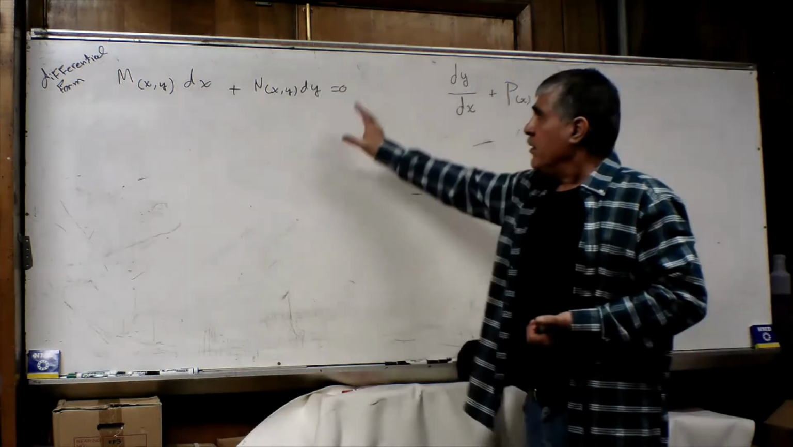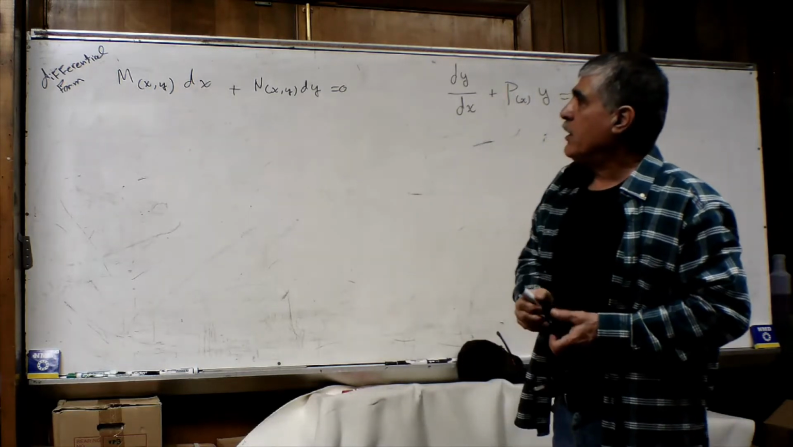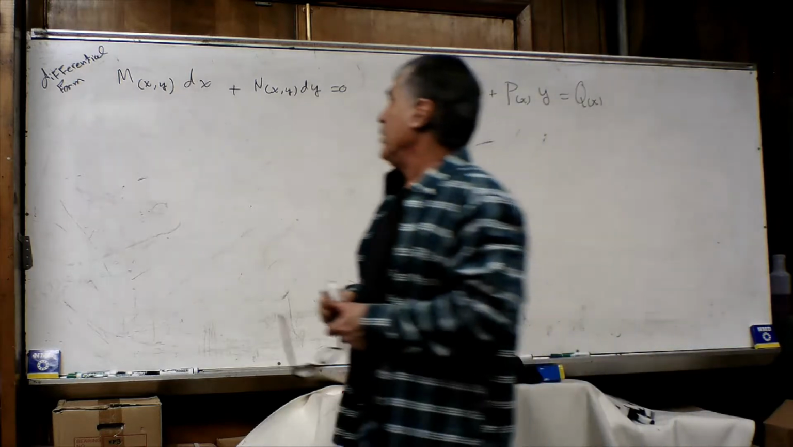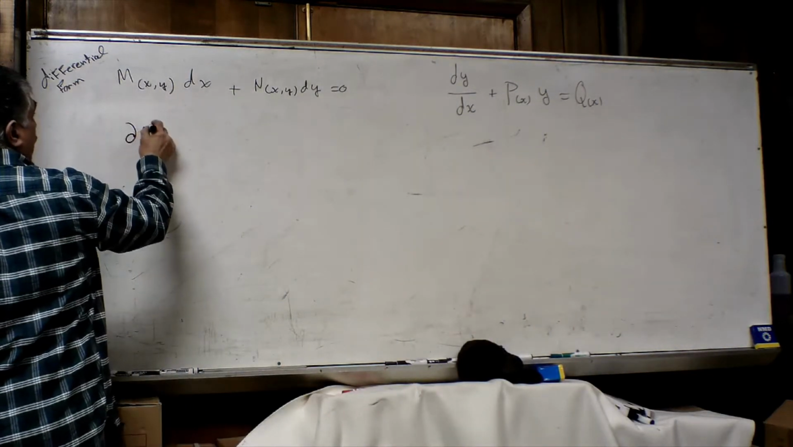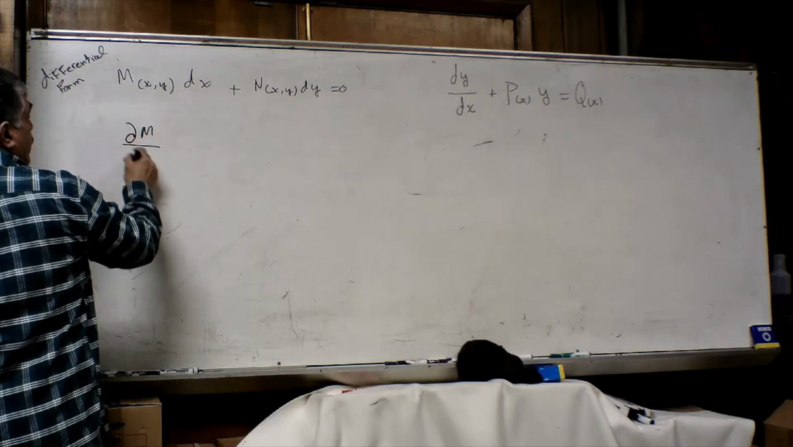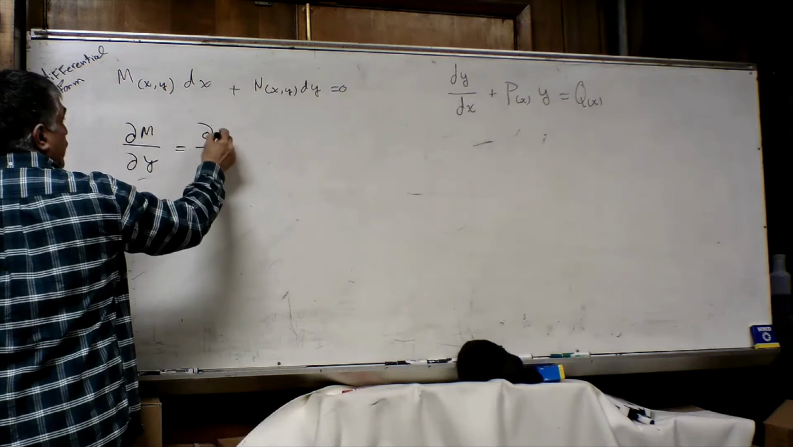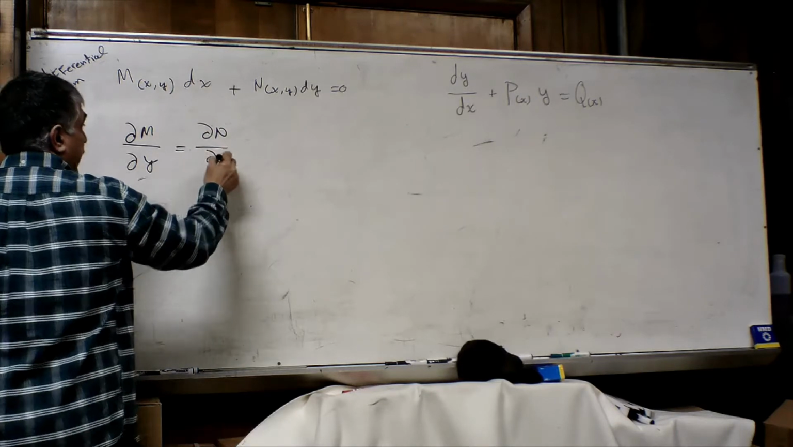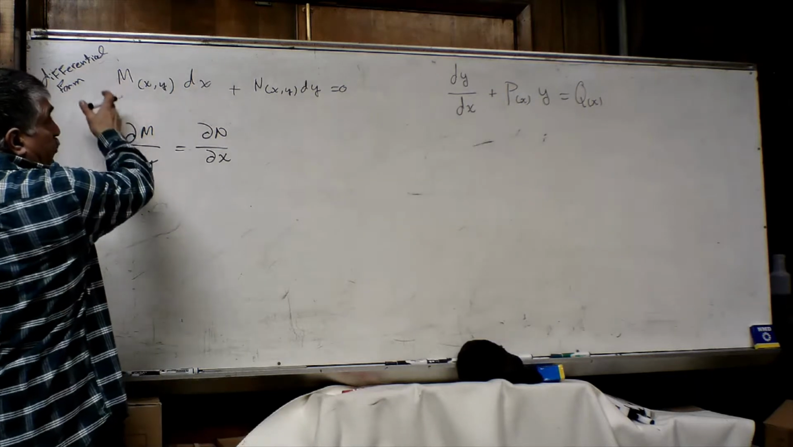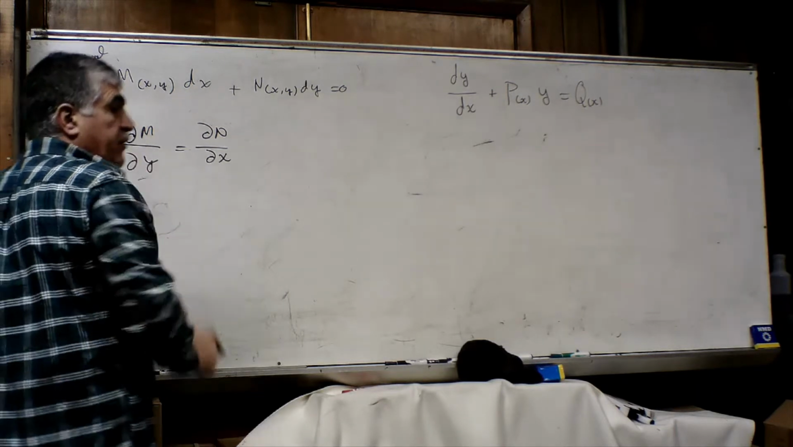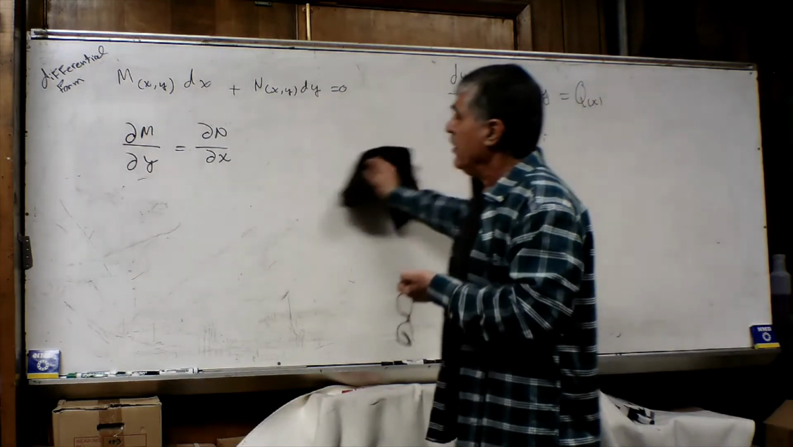And in exact differential equations, we knew that the partial derivative of M with respect to y must be equal to the partial derivative of N with respect to x. This is the condition for this equation to be an exact differential equation.